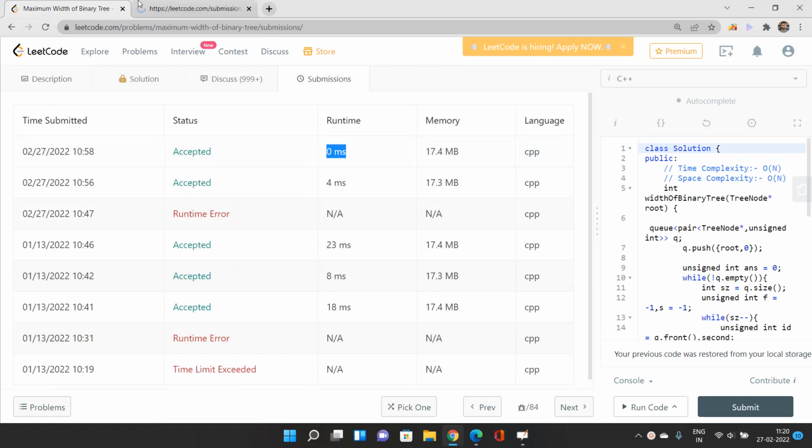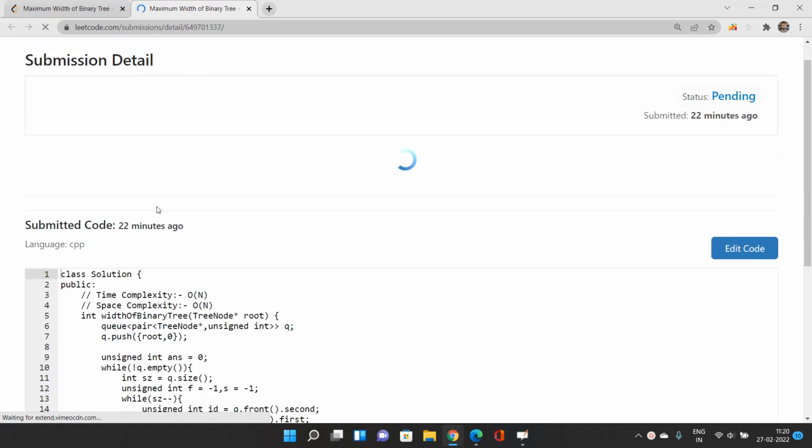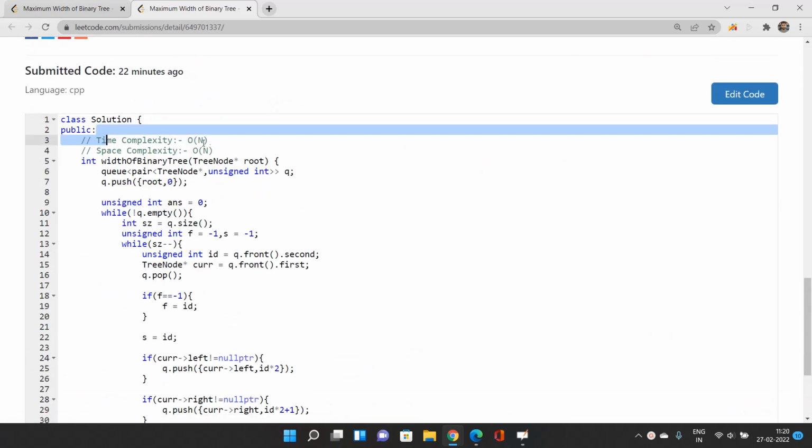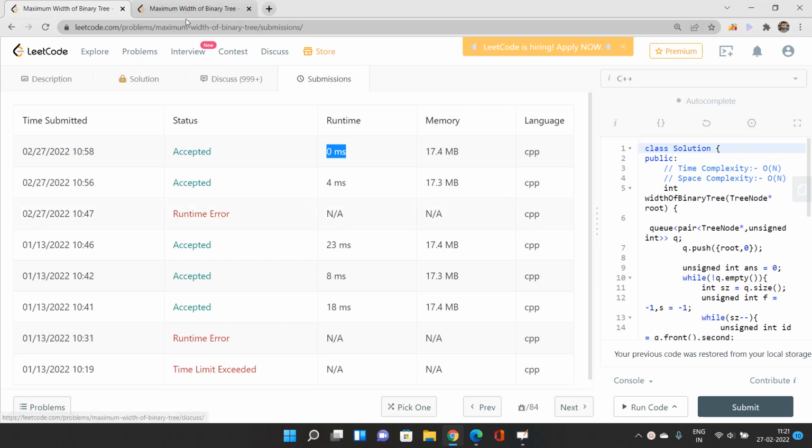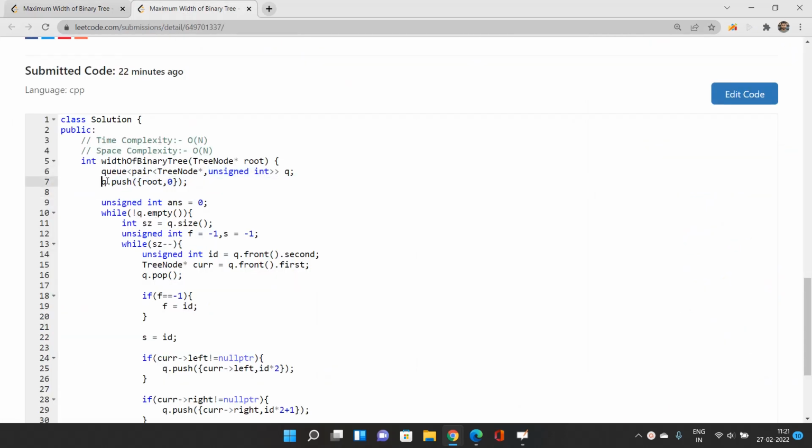So yeah, you can see I have a runtime of 0ms solution. The time complexity will be O(n) and space complexity will also be O(n), because we are going to use a queue performing breadth first search. So I would be taking a pair queue of tree node, that is the current root node, and its id, which is of type unsigned int. If you use int, you will get a runtime error as I received over here. So it's pushing the root node and pushing its id as 0. Unsigned int answer, which is the maximum width of the given tree, is initialized with 0.